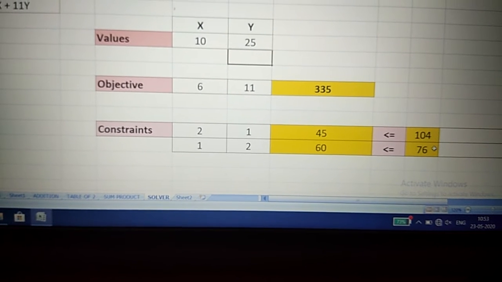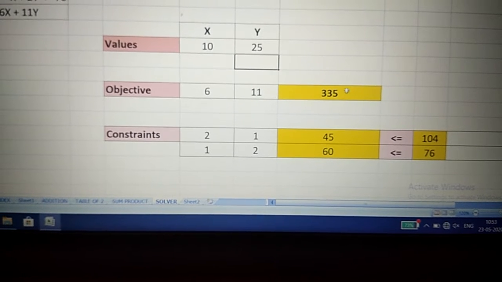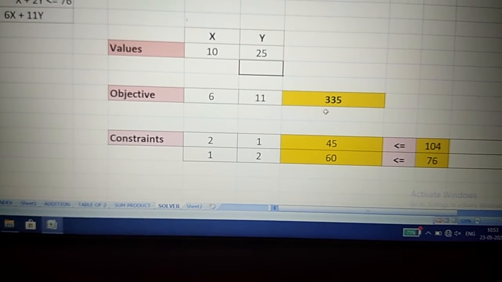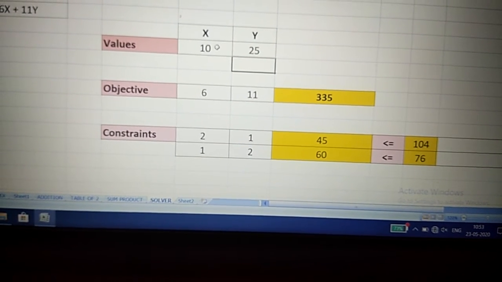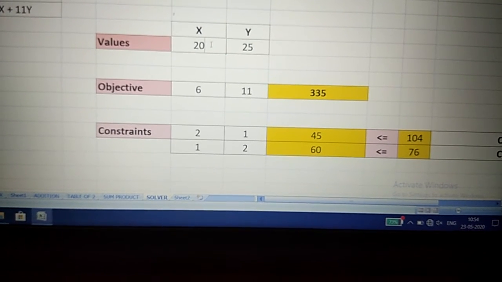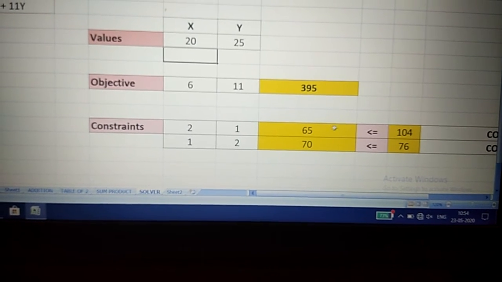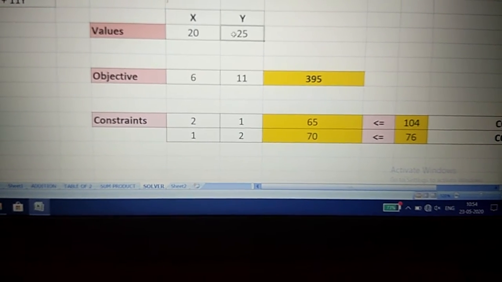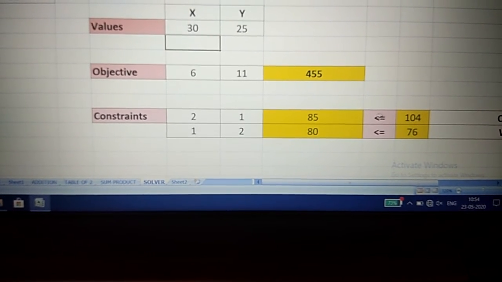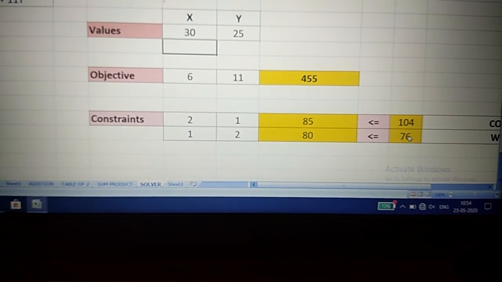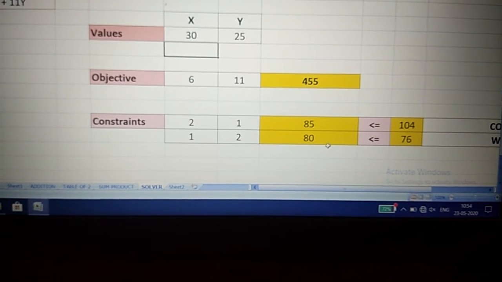But are these two values of x and y the maximum one? The result is 335. Can there be anything more than 335, keeping these two constraints correct? Let's put in 20. What will happen? Enter. Now it has increased and all the constraints are still correct. Let's put in 30. What will happen? Oh, this one went wrong. 80 is not less than 76. We have got a greater value, but one of the constraints is not satisfied.